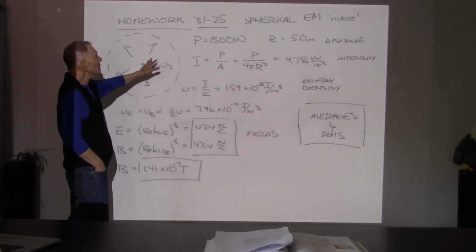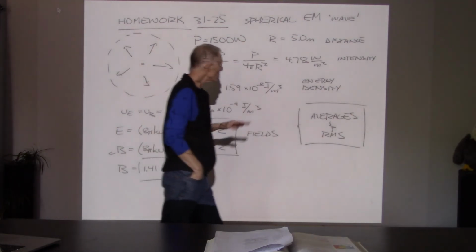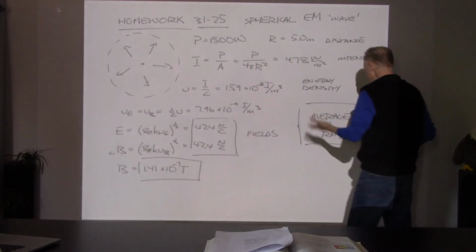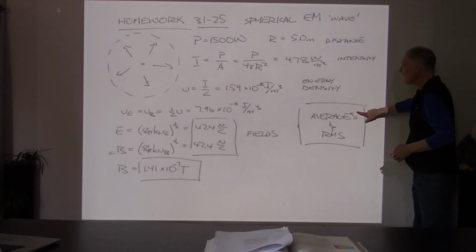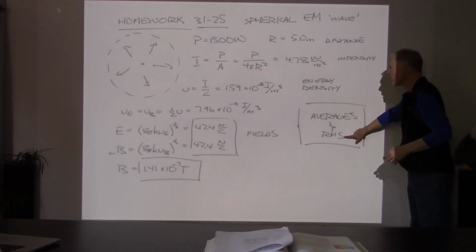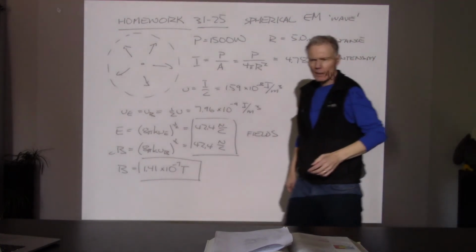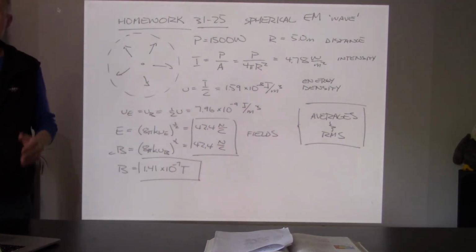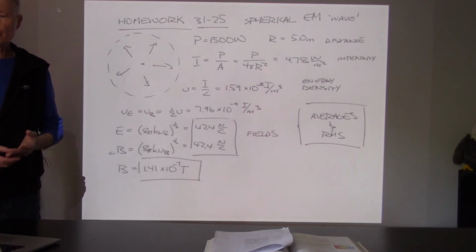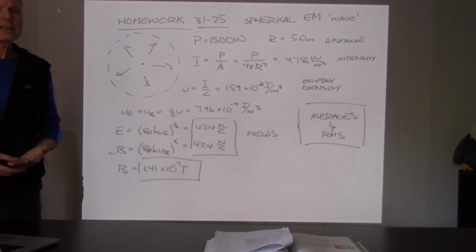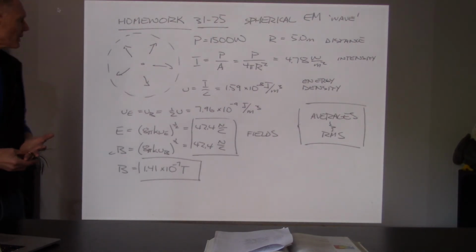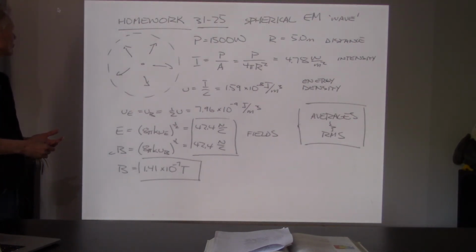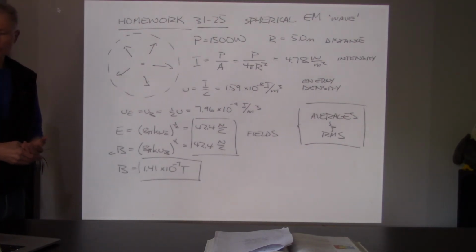Now, everything in the problem here was done implicitly in terms of averages and RMS. And that's because if you read the problem, it says a power source of 1500 watts. And the default is the average. So that's what everything is done in terms of for this.